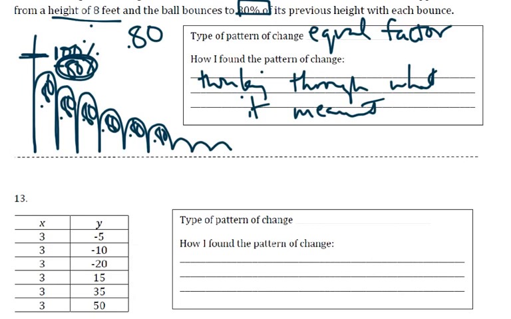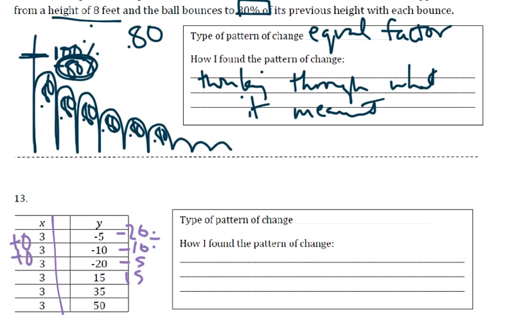Do we have equal intervals here? I guess you could say an interval of 0, and then our y value, do we have equal factors? 5 to 10. Let's try reordering these. Negative 20, negative 10, negative 5, 15, 35, 50. I'm not seeing an equal factor.